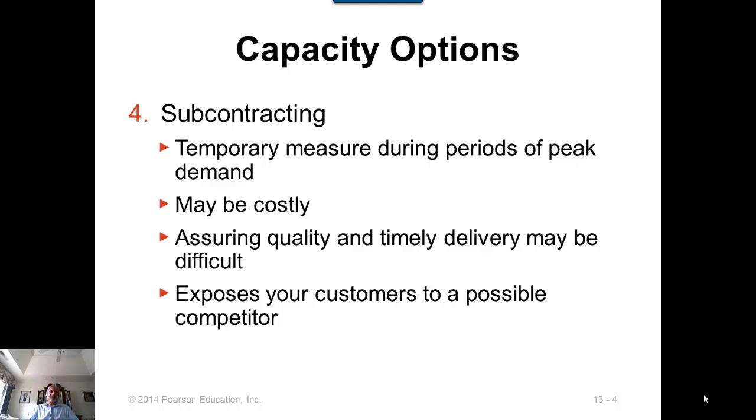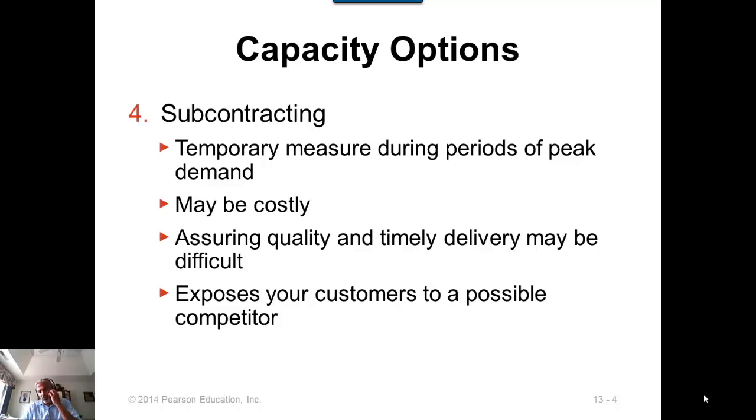Another capacity option is subcontracting. So temporarily during the peak period, you have your subcontractor produce the products for you. Of course, it's going to be expensive because when you produce in-house, you're going to keep the cost down, but subcontracting capacity is usually going to be more expensive than what it would be if you produce in-house. And of course, there are other problems, like you have to have dependable subcontractors who will be able to produce at the same quality level like you do.